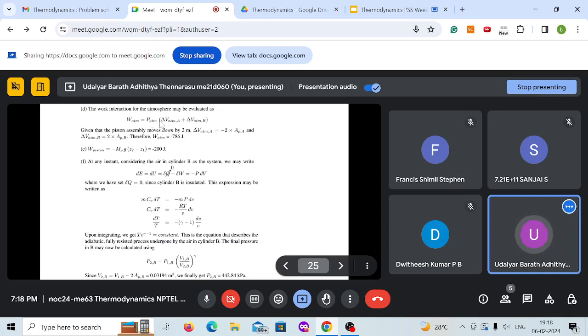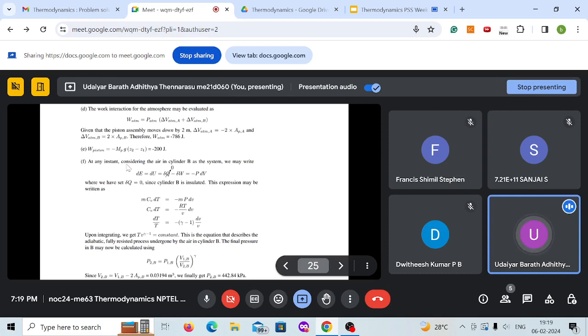So substituting this, P atmosphere we know is 100 kilopascal, and area we know, we just have to substitute, and we can find out that net work done is minus 786 joule. So this is the atmospheric work which is done on the system. Then the piston work is nothing but it is losing some potential energy. So m g (z2 minus z1). Here it's moving by 2 meters. So mass we know is 10, g is 9.81, and z2 minus z1 is 2 meters. It will be close to, I think they have taken g as 10, so it will come out close to 200 joules.